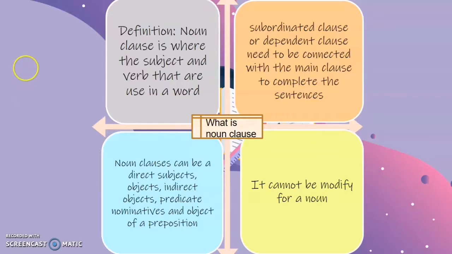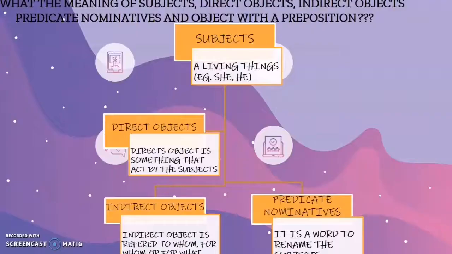Subordinate clause or dependent clause needs to be connected with the main clause to complete the sentence. Noun clause cannot be modified for a noun. Noun clauses can be direct subjects, objects, indirect objects, predicate nominative, and object of a preposition. Let's look at what a direct subject, object, indirect object, predicate nominative, and object of a preposition are.